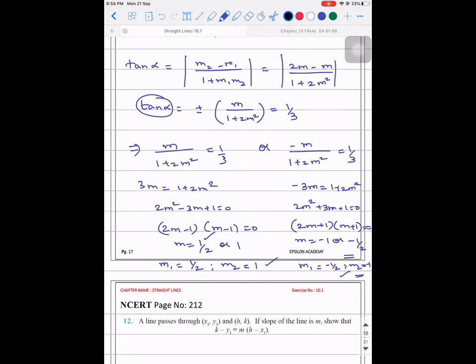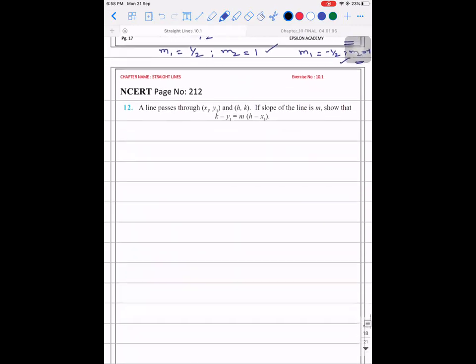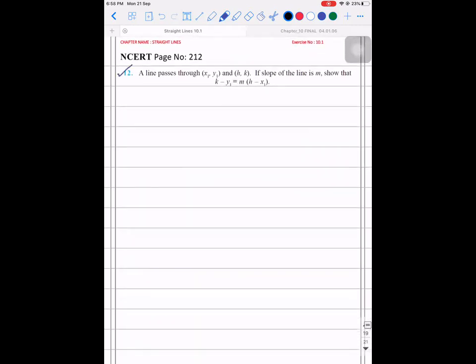Okay. There are 3 more problems, so we finish it off. So 12th one is, there is a line that passes through x1 comma y1 and h comma k. If the slope of the line is m, show that k minus y1 is equal to m into h minus x1. So this is the simplest problem. We know that m is equal to y2 minus y1 divided by x2 minus x1, which implies k minus y1 is equal to m into h minus x1.